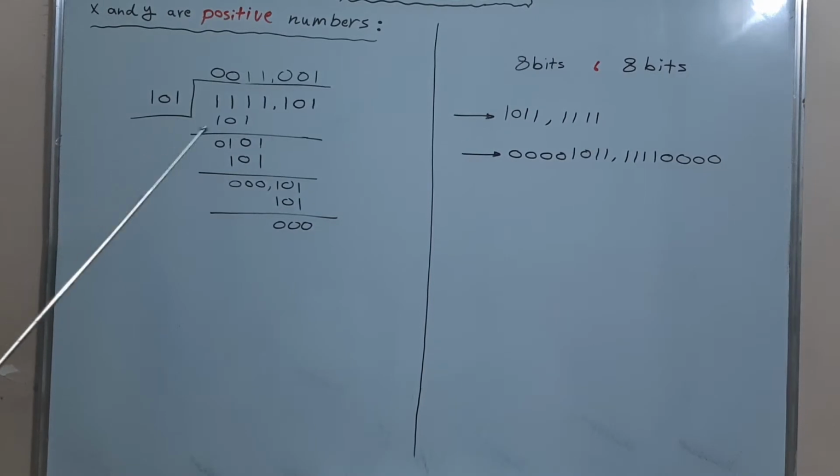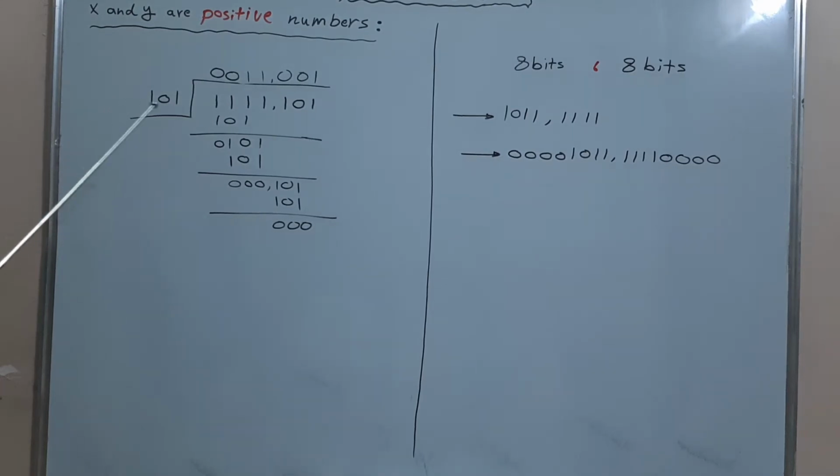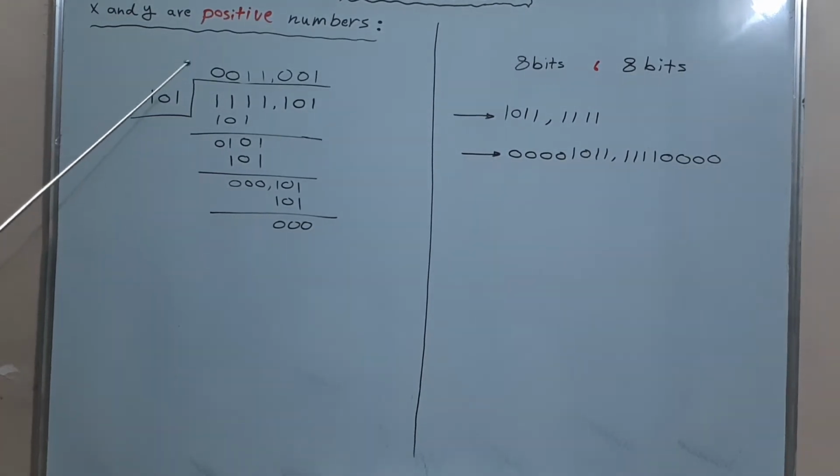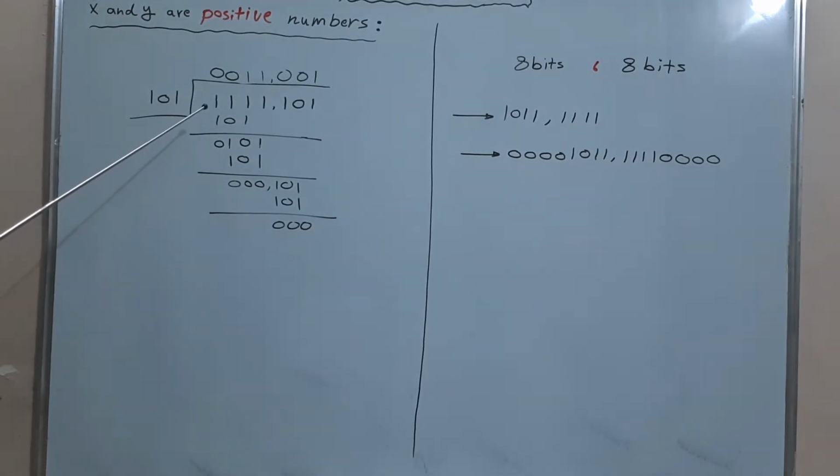In our example we will divide 1111.101 by 101. The computer system will test the most significant bit. If it's larger than the denominator, then it will put 1 in the result, else it will put 0. And as you see, the most significant bit is smaller than 101, so the computer system has put 0.